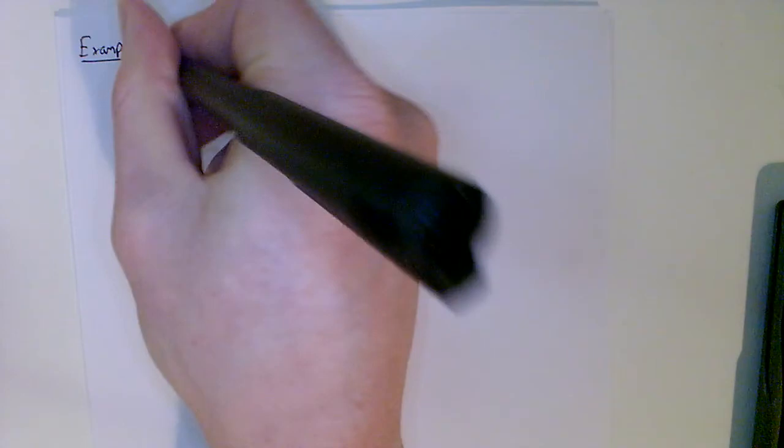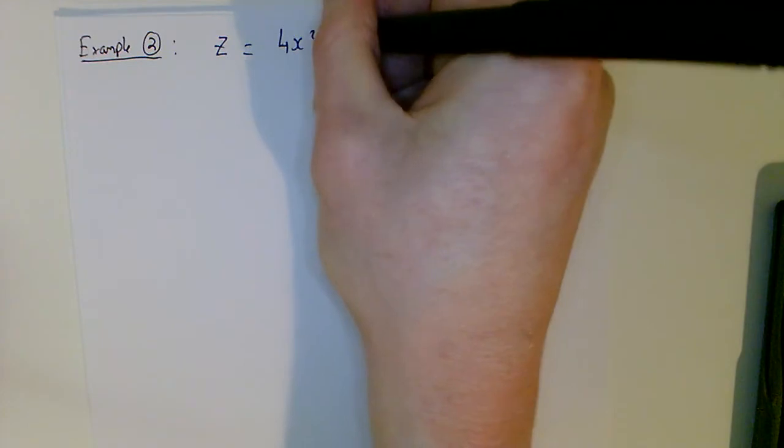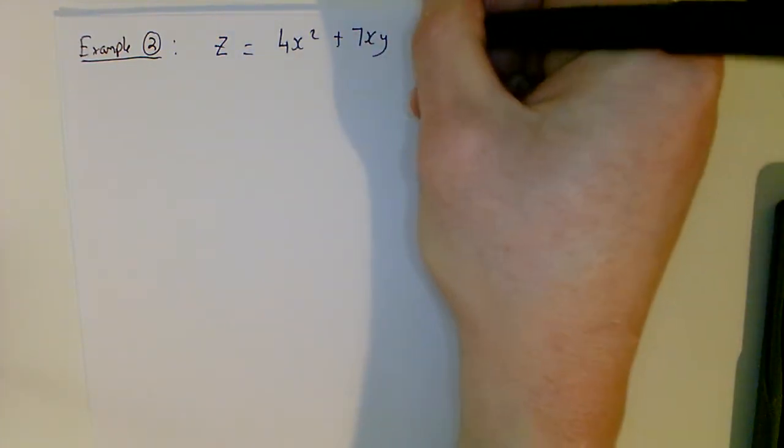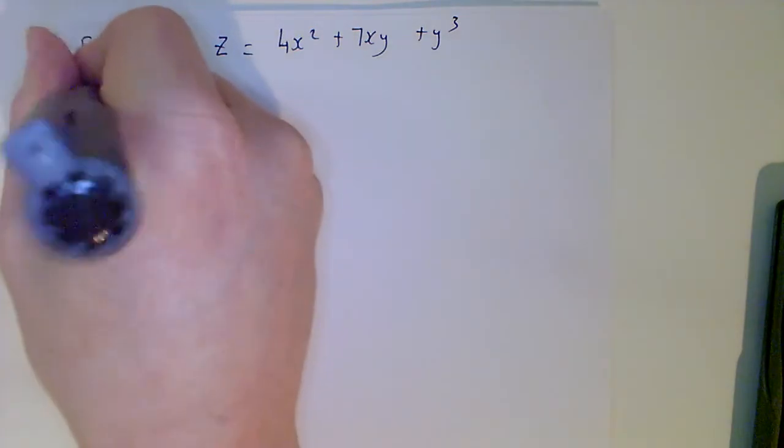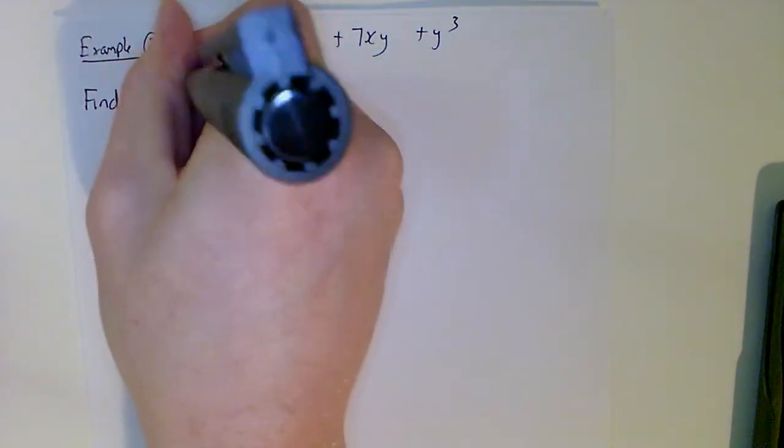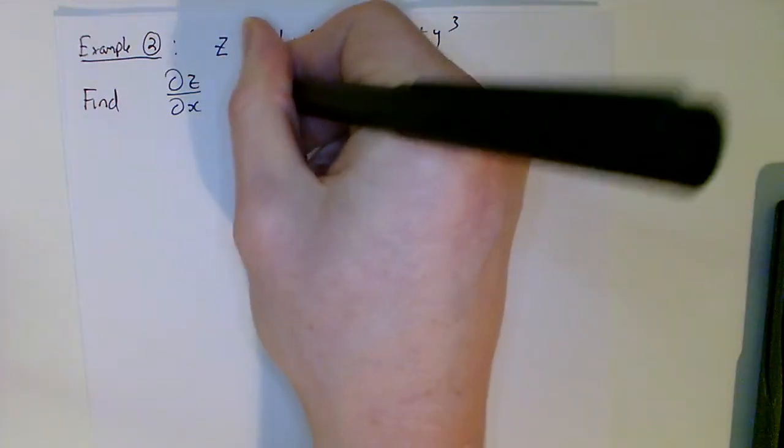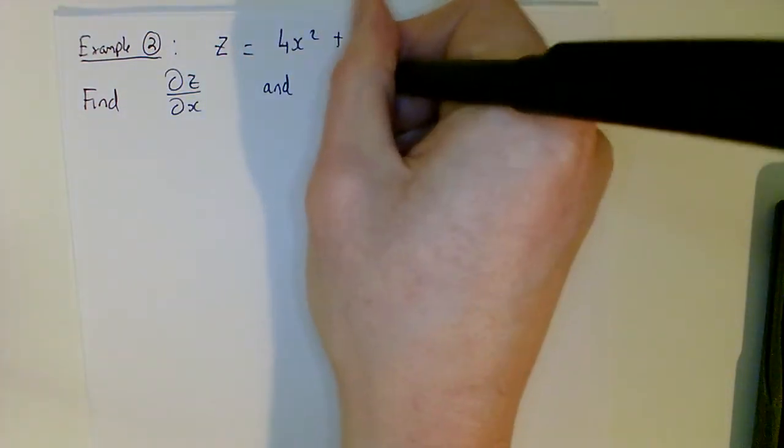Let's look at a second example. Example number 2. So again, z is 4x squared plus 7xy plus y cubed, and I want to find partial dz by dx and partial dz by dy.